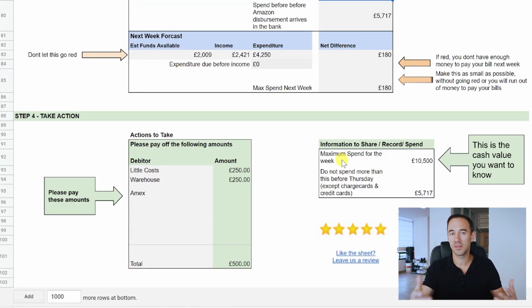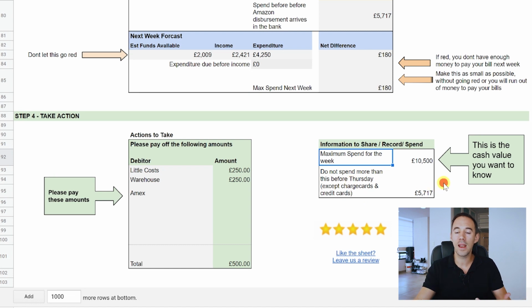Now, the final bit, step 4, is we take action. It's going to be really simple. Here are the invoices you've got to pay this week, so get them paid. And then number 2, communicate this to your team, or yourself, for example. You can say here, the maximum safe spend for this week is 10,500. And then finally, do not spend any more than 5,717 before Thursday. Why? Because that's when the disbursement comes in, unless it's on charge cards and credit cards.